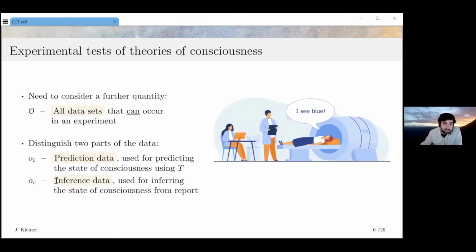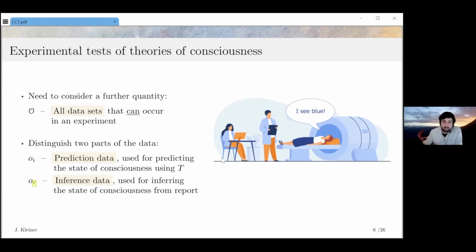Similarly, there's another piece, and that's the inference data. If we look back at the picture I just used to introduce the data, the prediction data would be what the person here is collecting using the scanner, and the inference data would be what we use to infer the state of consciousness. Here's a little R, indicating that it's typically a report.